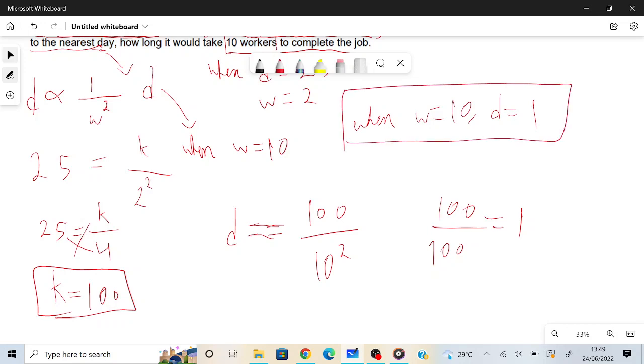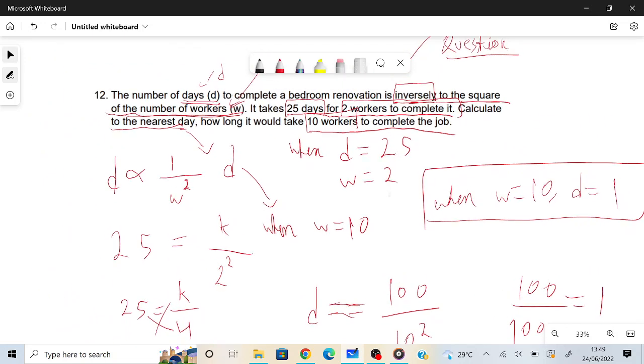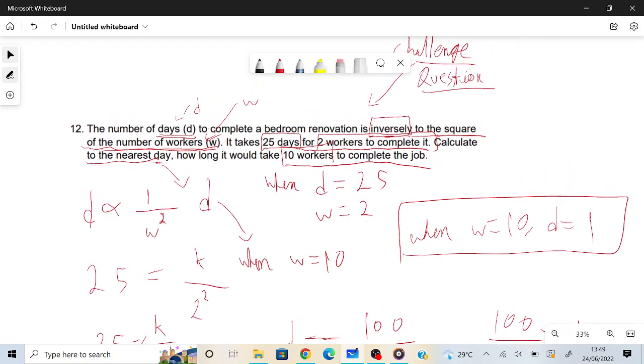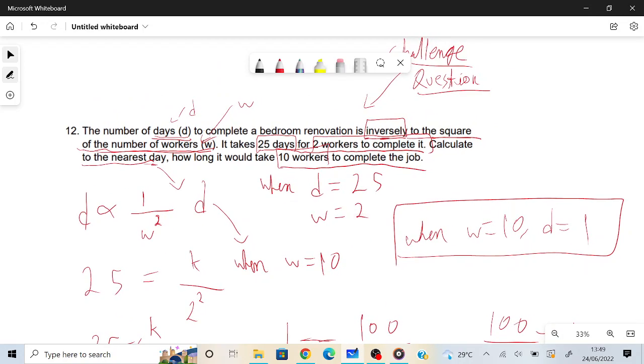And that is the final answer for that question. As you can see, it was a bit tricky in terms of the way they worded it, but if you look at it carefully, you can extract all the important information, which in this case is inversely proportional to the square of the number of workers, 25 days, 2 workers, how many days for 10 workers. And they might have gotten confused by them saying the number of days and the number of workers, but they just said that so that you know that you should represent the days with D and the workers with W to find the final answer.